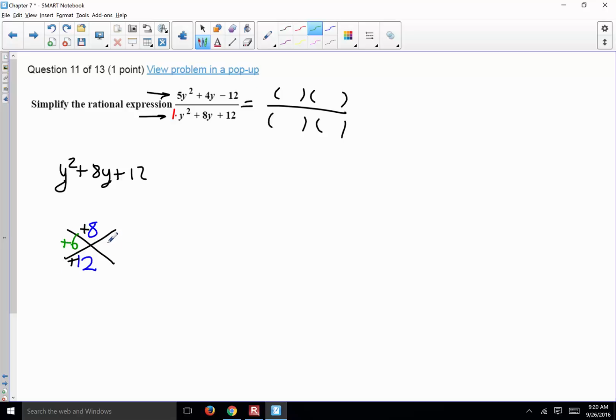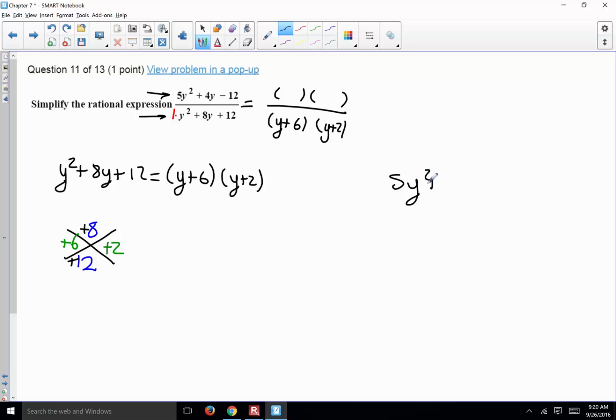Positive 6 and positive 2. Do you agree? 6 times 2 is 12, 6 plus 2 is 8. Perfect. You got it. This is y plus 6, y plus 2. Alright, you're good at this one. How about the top?